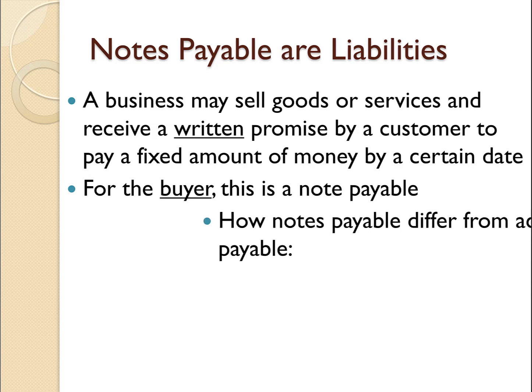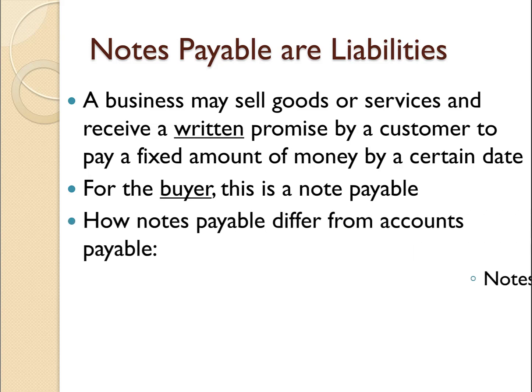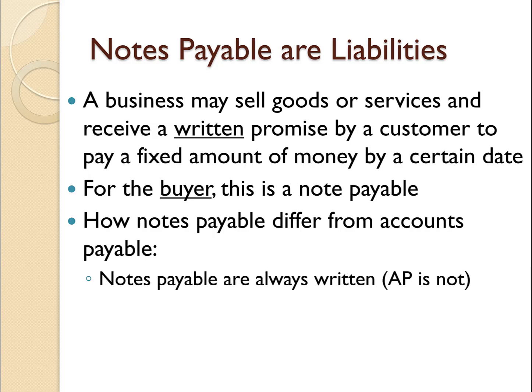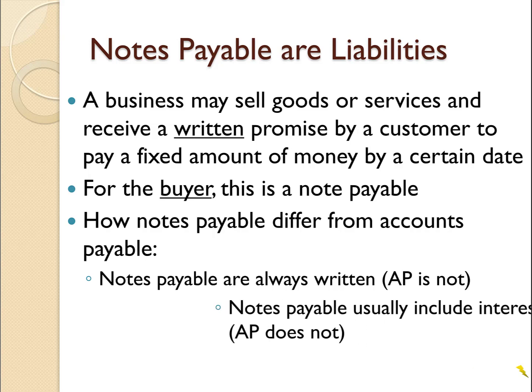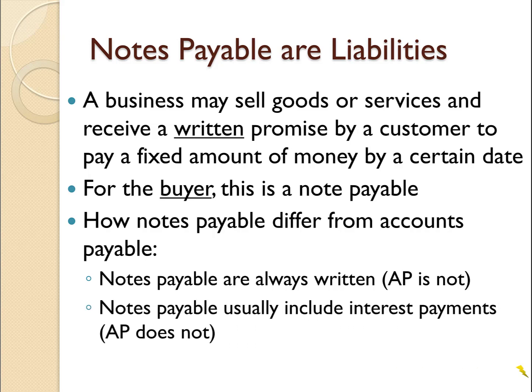So how are notes payable different from accounts payable? Well, notes payable, just like notes receivable, are always written. Accounts payable is not written. There's no contract. Notes payable usually includes interest payments. Accounts payable does not. So why do notes payable usually include interest payments and AP does not? Well, remember, accounts payable is usually due within 30 days. With notes payable, you're not going to expect payment for a lot longer time period, like maybe 6 months, 12 months, 18 months, or 2 years, something like that. So because it's a lot longer time period, there's going to be interest that needs to be paid.